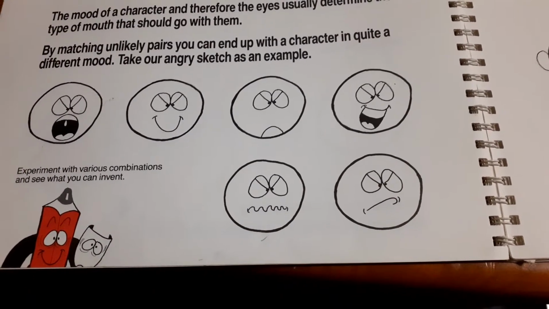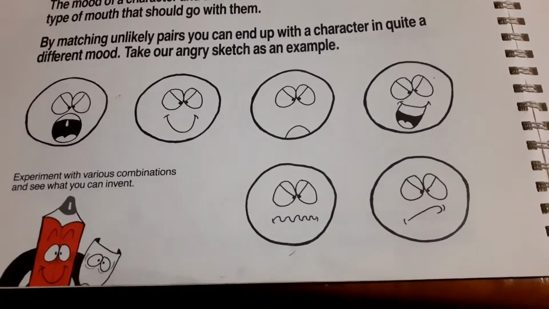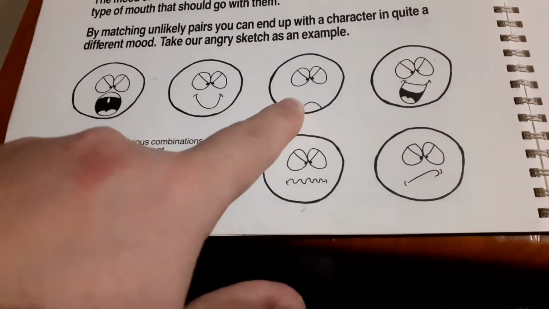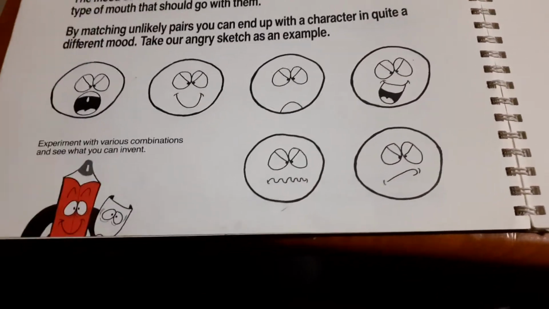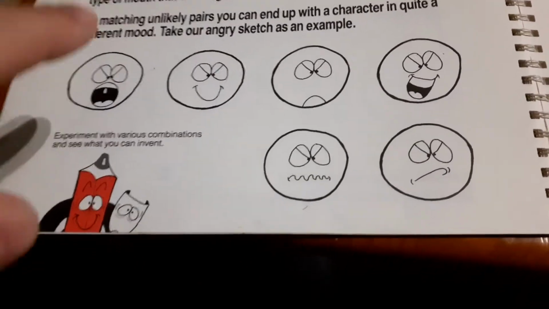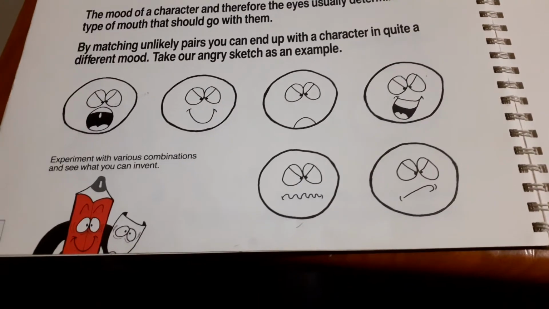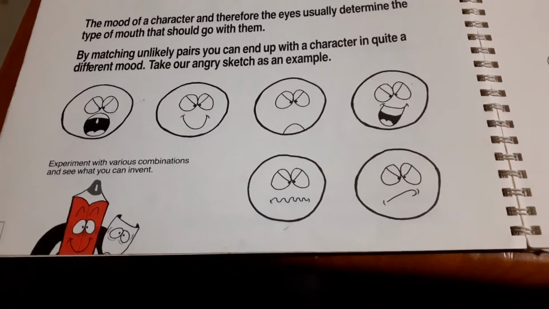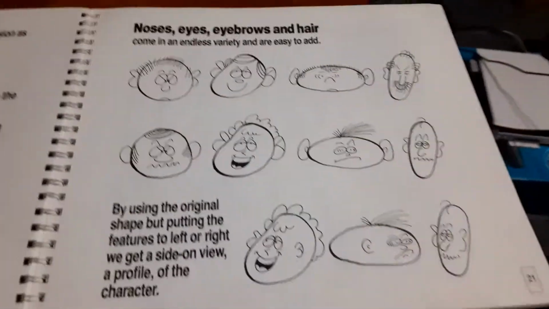Take our angry sketch as an example. So that's the angry face there, and then you just change the mouths on it, and it can look slightly different. And that's just with the frowny eyes. Experiment with various combinations and see what you can invent. Pretty cool.